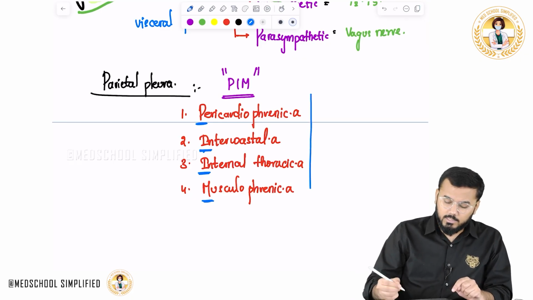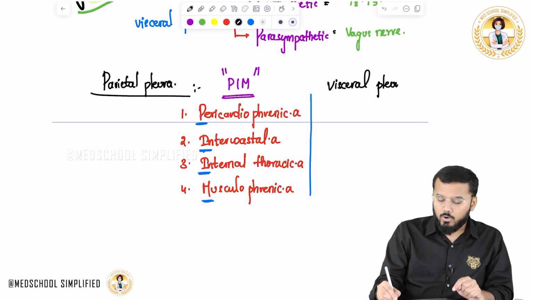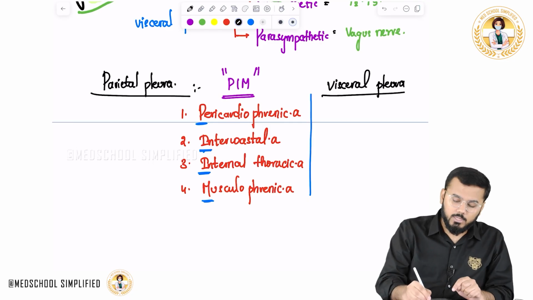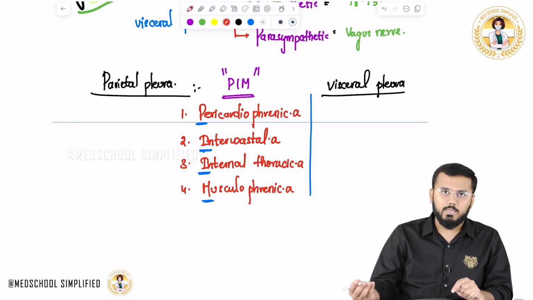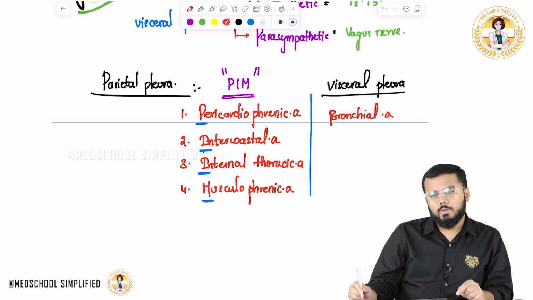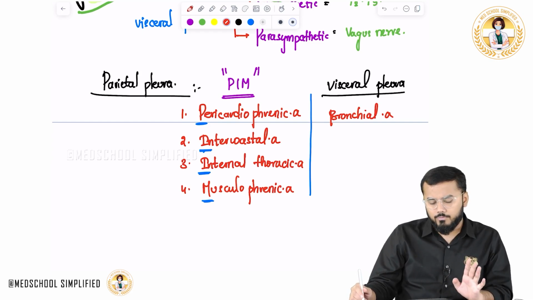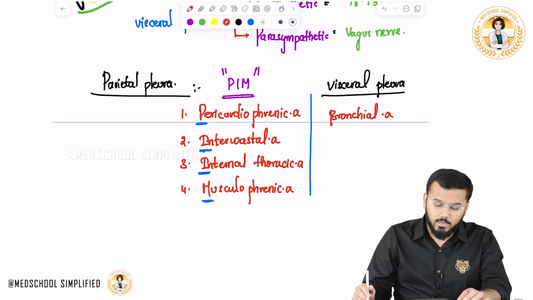Now after this, if you look at the visceral pleura, what is the artery that is supplying the visceral pleura? There is only one artery, that is called the bronchial artery, right? So this is the nerve innervation as well as the blood supply of both the parietal as well as the visceral pleura.